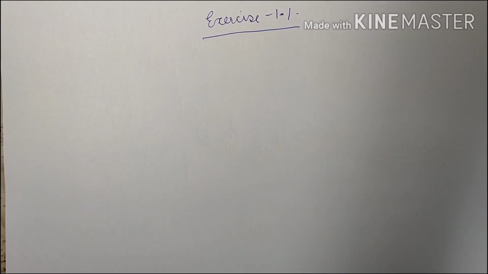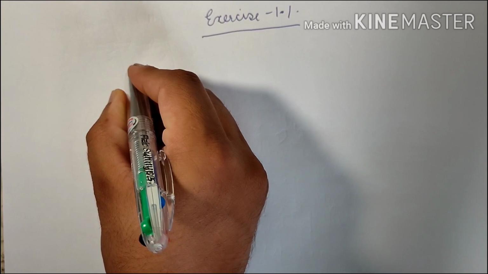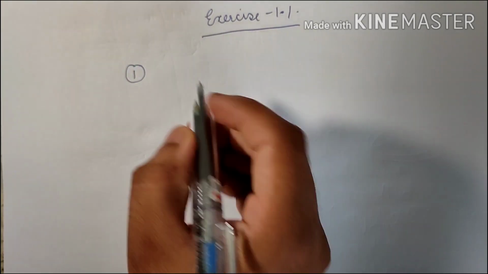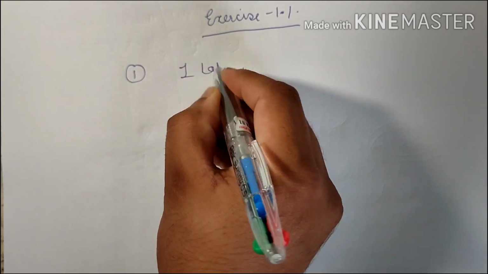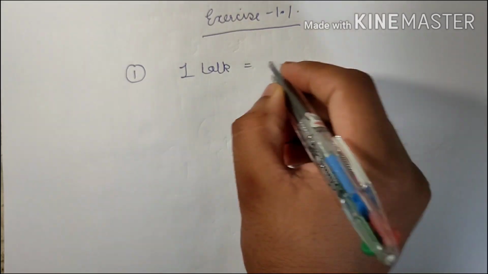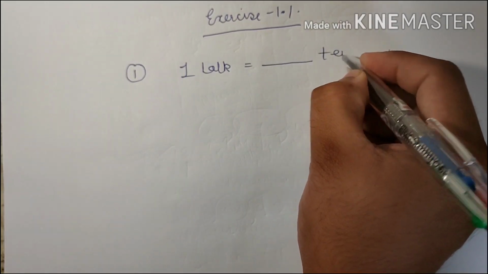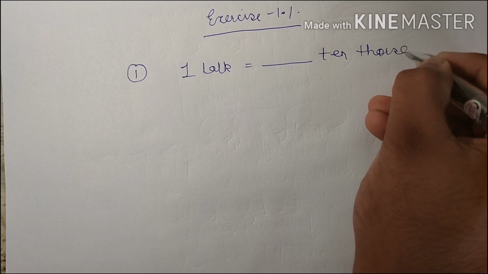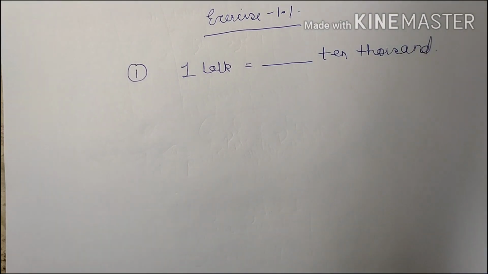Okay, good evening students. So today we'll be starting with exercise 1.1. If you see the first thing in your textbook, page 12, filling the blanks is given and it's asking 1 lakh is equal to how many 10,000. This is the first question in the textbook. This is on page 12, so you can compare with your textbook as well.